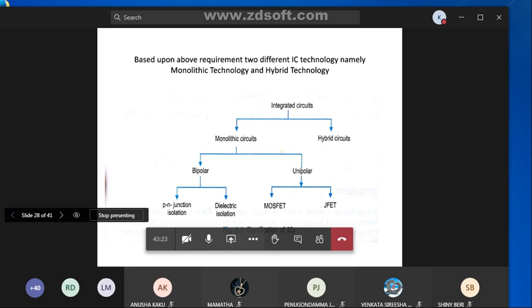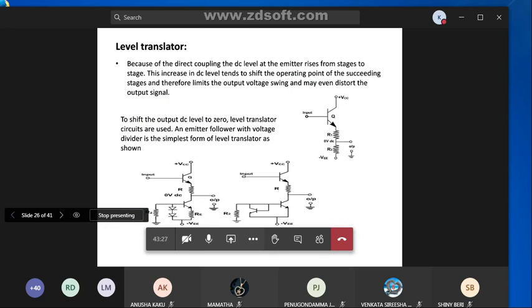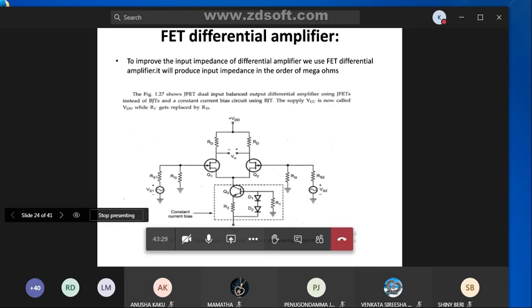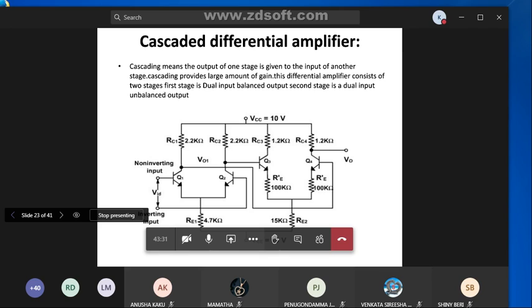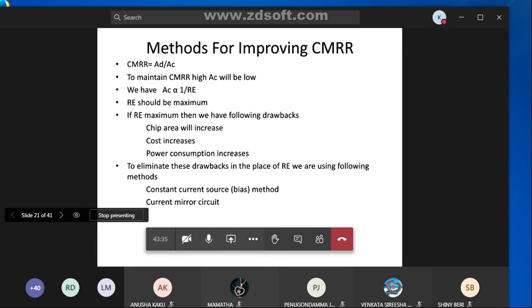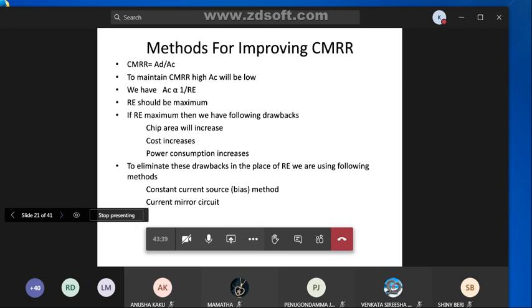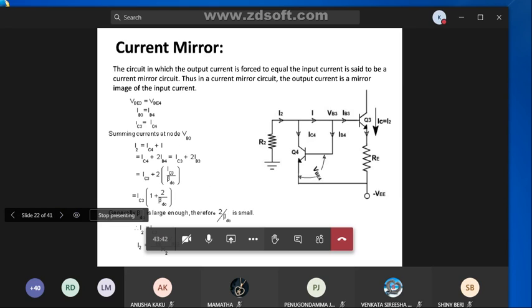In today's class we have discussed ICs, classification of ICs, level translator, FET differential amplifier, cascaded differential amplifier, and current mirror circuit. Okay, so current mirror circuit. Current mirror means the circuit is used to improve the CMRR. So the output current is equal to the input current.